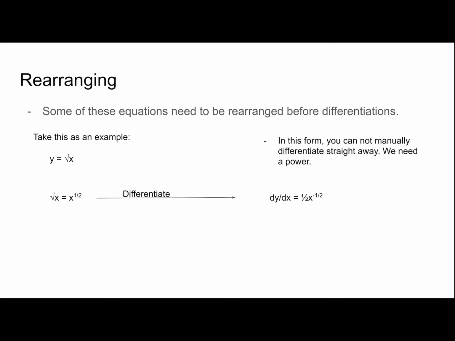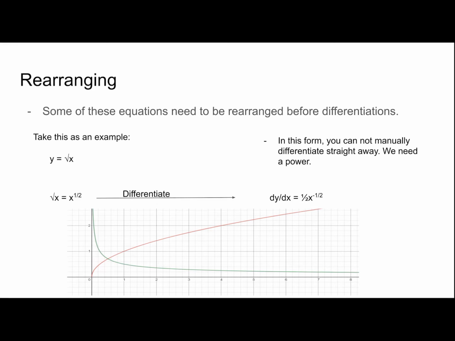What is that? That's just a notation for the differentiation of a function, okay? So if you have y equals something, then your gradient function will be dy over dx, okay? So that equals 1/2 of x to the power of negative 1/2. And I've got the 2 graphs here. So the red line is the square root of x, and the green line is the differentiation.